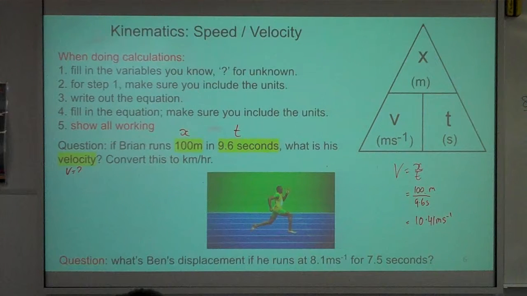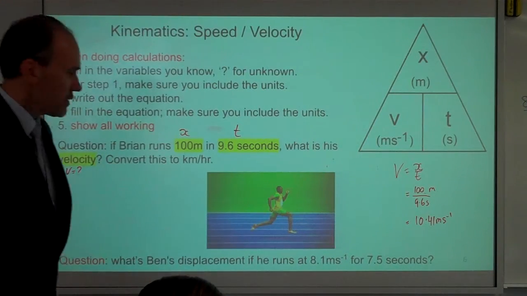If you don't have a calculator, you may use your phone this one time. Or your tablet, that's good too. Okay, I'll give you another 30 seconds. Has everyone got the equation?